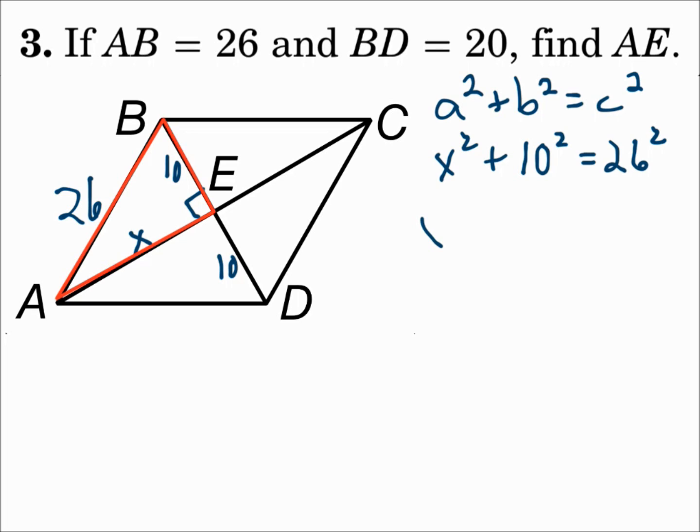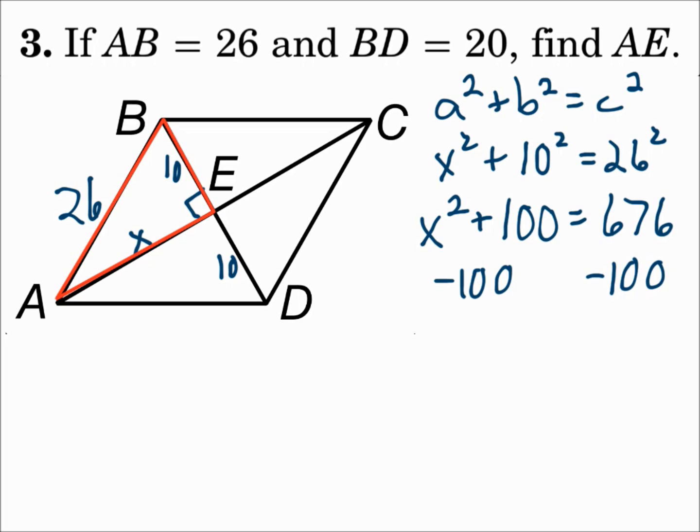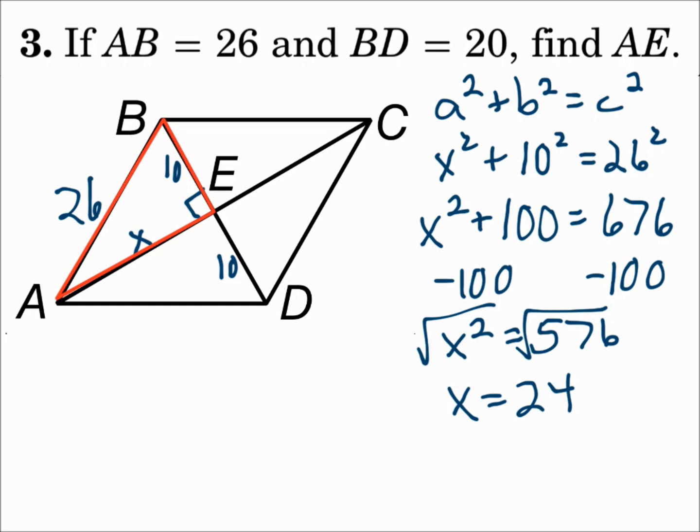Solve for X. 10 squared is 100, and 26 squared is 676. Subtract 100, and then take the square root of each side. X is 24. So the measure of segment AE is 24.